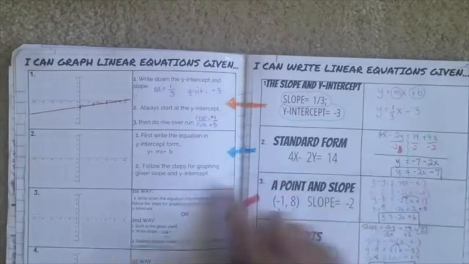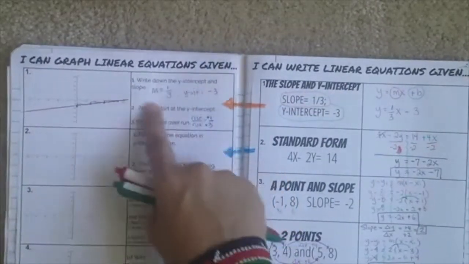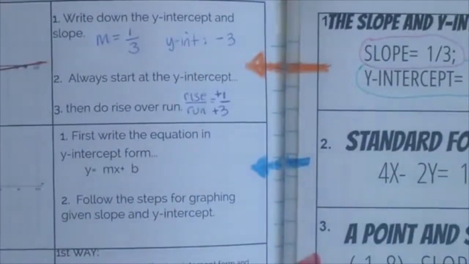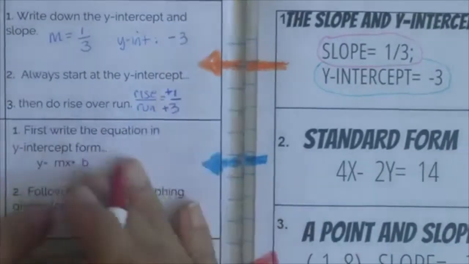You write down the y-intercept and the slope. You always start from the y-intercept, then you do rise over run. So that's what we're going to do. So first I need to know what the slope is. M is equal to 2 and b, the y-intercept, is equal to -7.